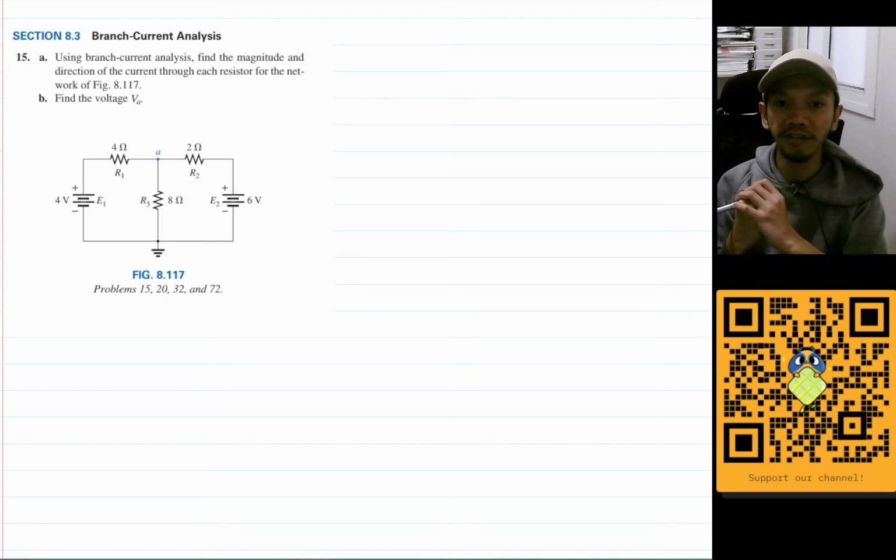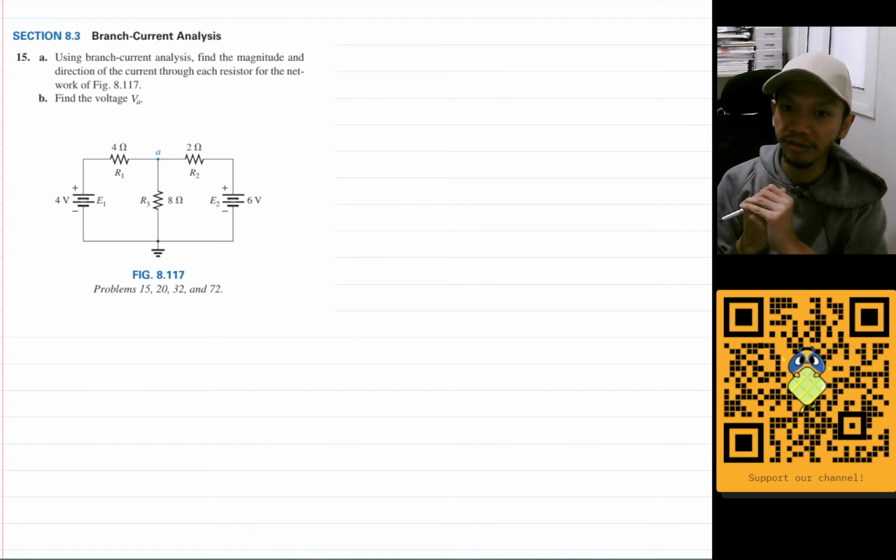So the question is, using branch current analysis, find the magnitude and the direction of the current through each resistor for the network of this circuit here. And then find the voltage VA. We are asked to use branch current analysis, or in other words, nodal analysis.